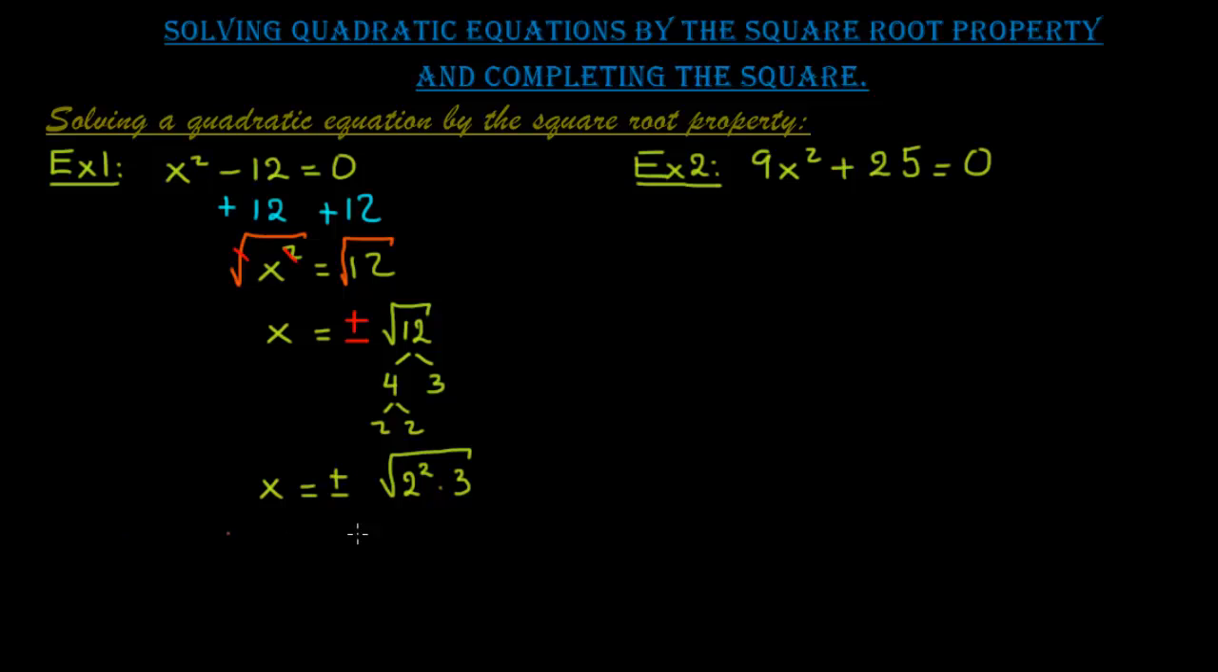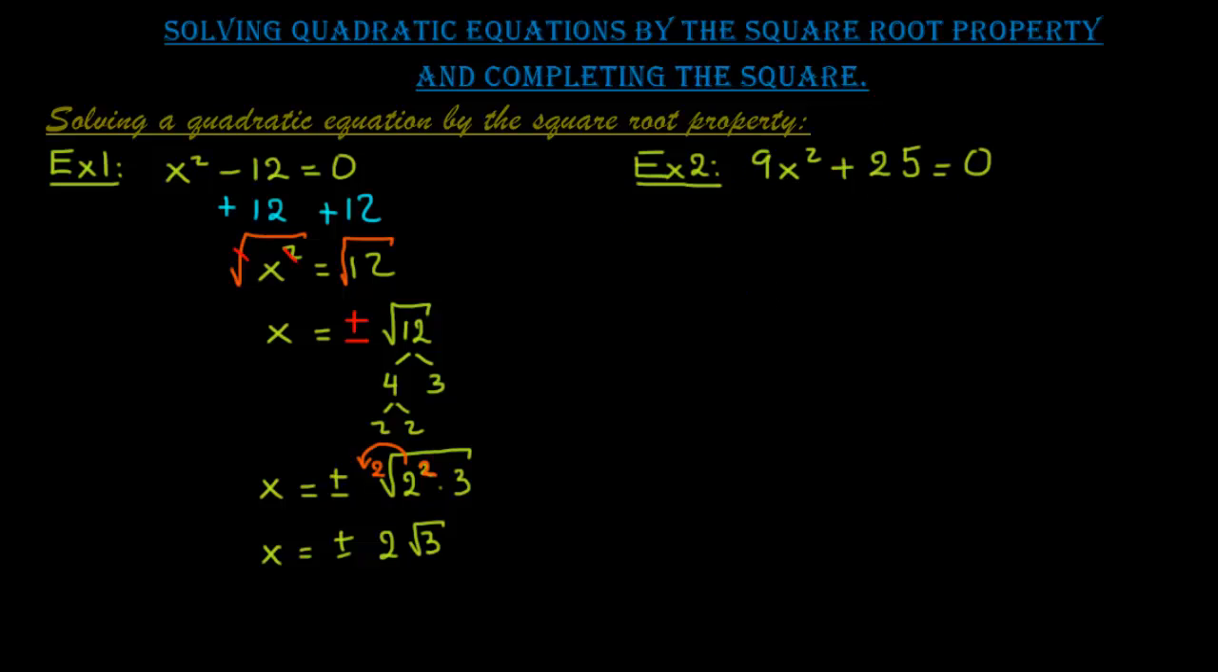So we have x equal to plus and minus square root of 2 squared times 3. I will call the square root a jail, and the jail is locked by the lock of 2. So 2 has the key to match with the lock. So 2 unlocks and goes outside. That will give me x equal to plus and minus 2 square root of 3. 3 doesn't have a key, so 3 is stuck inside of the jail. Okay, that's the tip to help you take the square root easier.